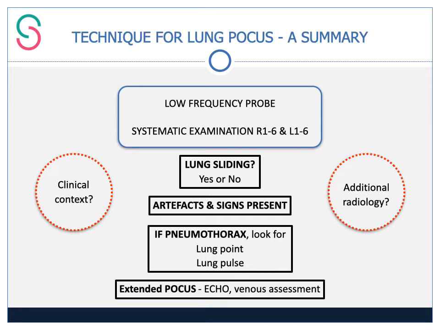And once you've gone through these lung Pocus aspects, you need to think, okay, what other additional information do I need to gather to come up with a diagnosis? And this may include echocardiography, it may include venous assessment to exclude deep vein thrombosis, and these are aspects that will be covered in the other parts of the course. Of course, anything you find in lung ultrasound needs to be put inside the clinical context, and also any additional radiology, including chest radiography or CT scanning, so that you can arrive at a diagnosis.